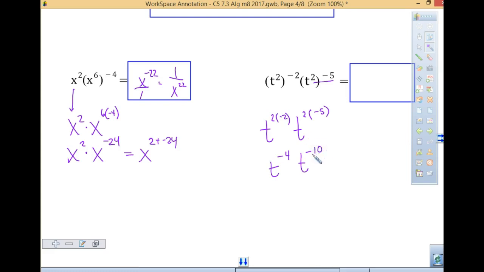Ted? So now I have to add them, right? So if I'm adding them, what am I going to be looking at for getting when I look at it? Kate. T to the 14. t to the negative 14. But again, this one we can't leave it that way. Nolan, what's our answer going to be? 1 over t to the 14, right?